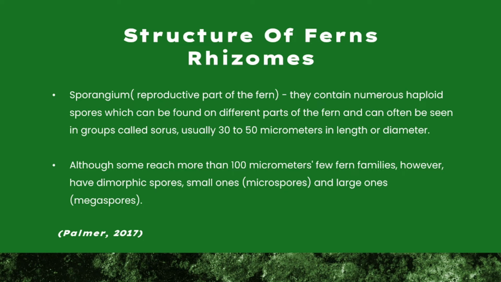When it's in a group, it is called the sorus. It is usually 50 or 30 micrometers in length. Now, a few fern families, however, have dimorphic spores, dimorphic meaning two types or two shapes, being small, the microspores, or large, called megaspores.